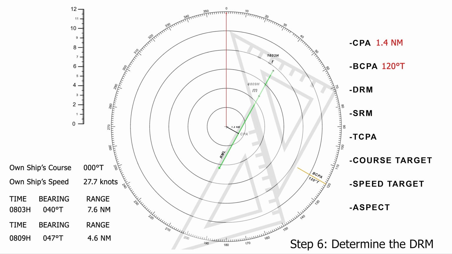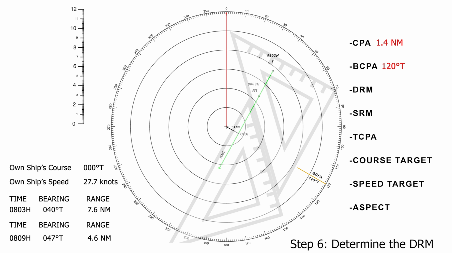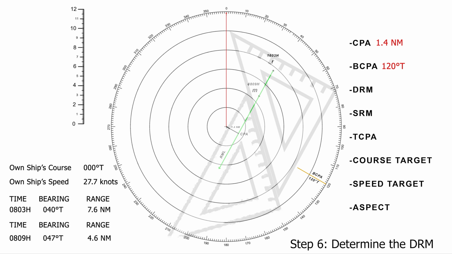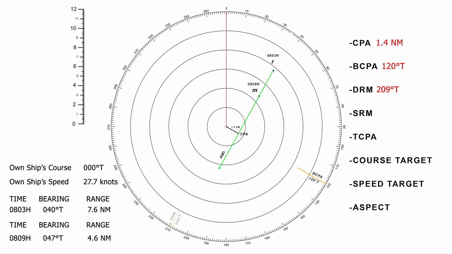Align the relative motion line, or RML, with the compass rows on the plotting sheet. Next, read the true direction in which the line is pointing. This direction represents the DRM, or direction of relative motion of the target relative to your own ship.